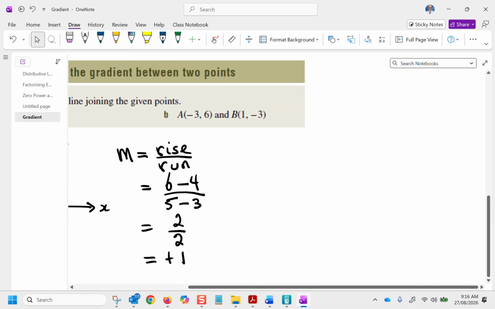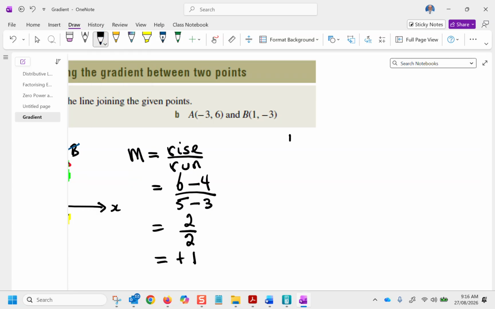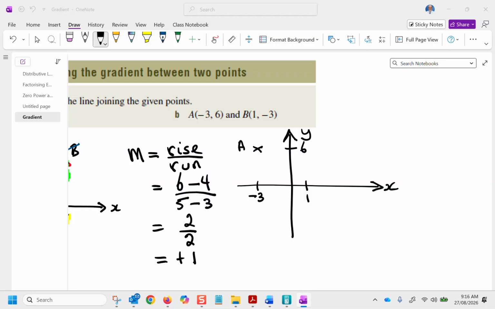I'll just slide across there to the side a bit. I'll draw myself a new diagram for each one because it might be a bit confusing. I notice in this one I'm going to have points on the negative side and on the positive side of the scale. Give myself a bit more room. Point A is at negative 3 on the x and positive 6 on the y. So that's point A up there. Point B is at positive 1 on the x-axis and negative 3 on the y-axis. So that's point B.